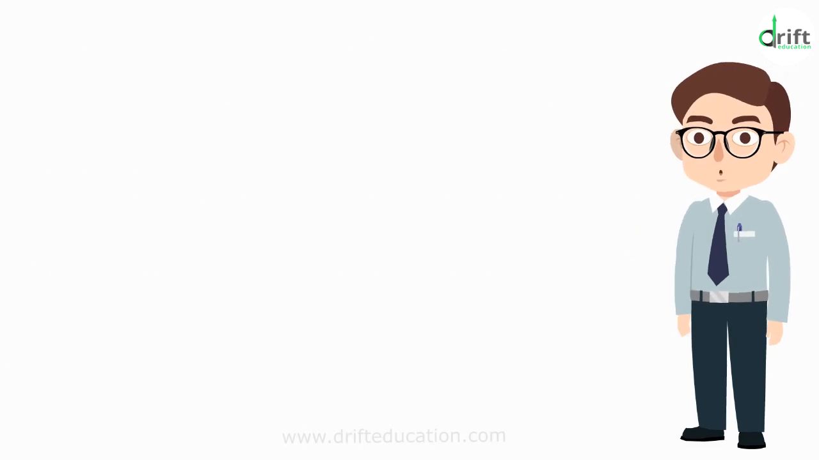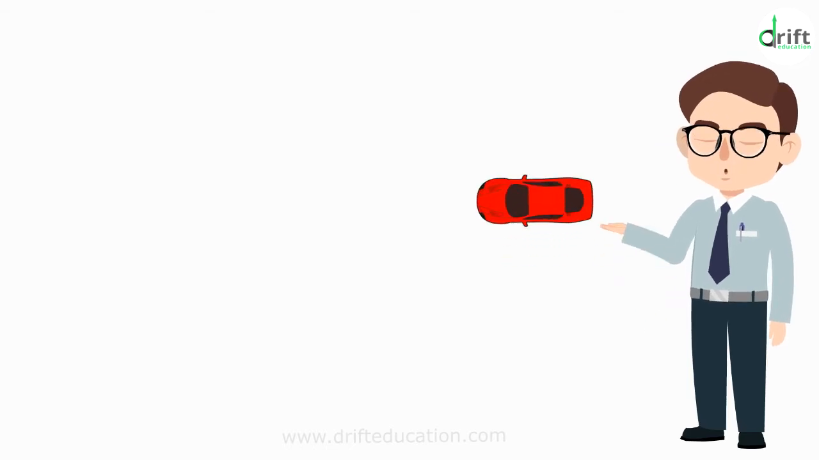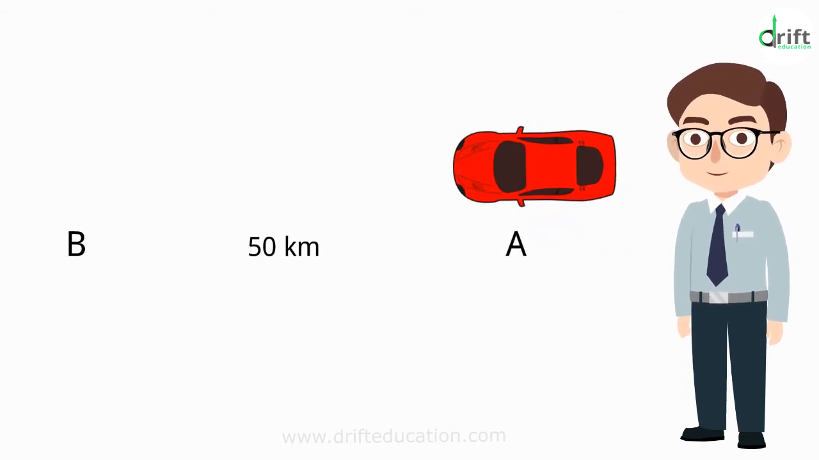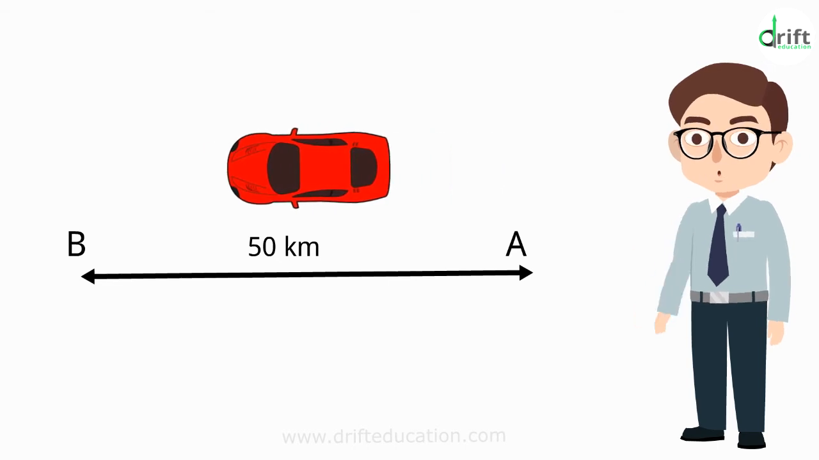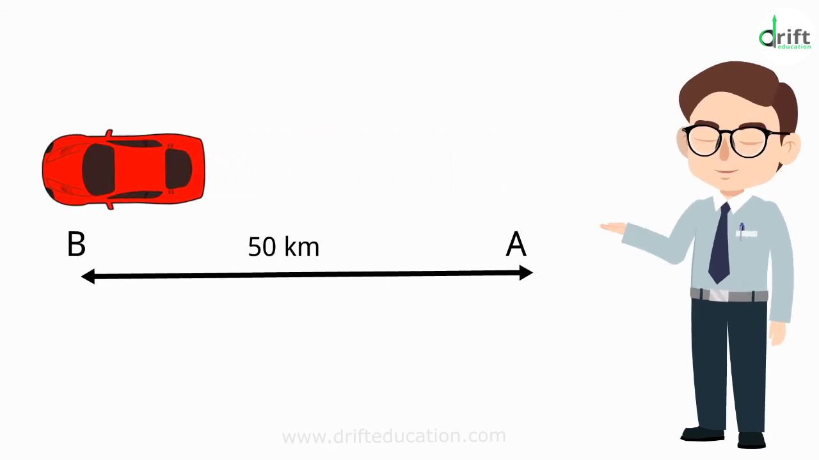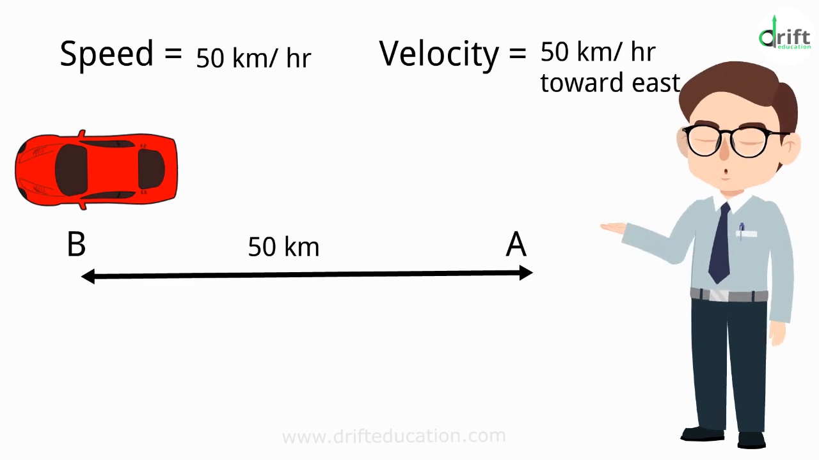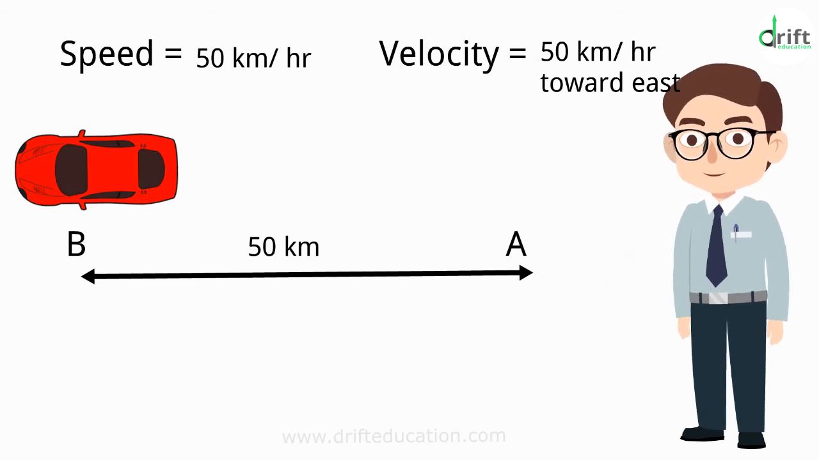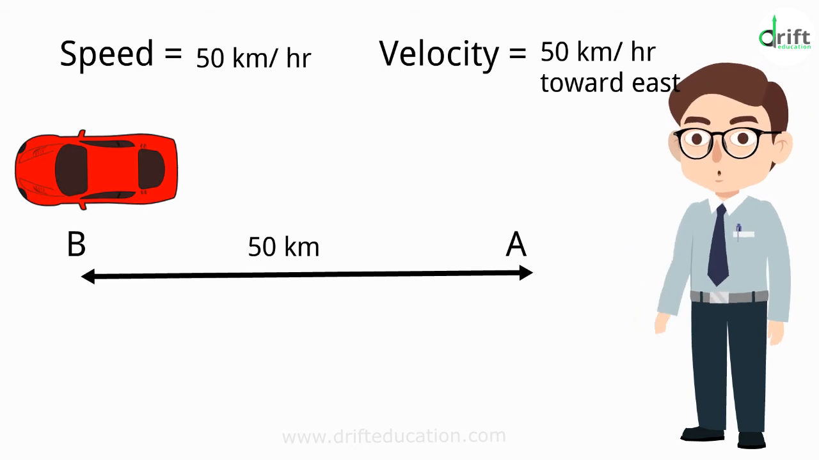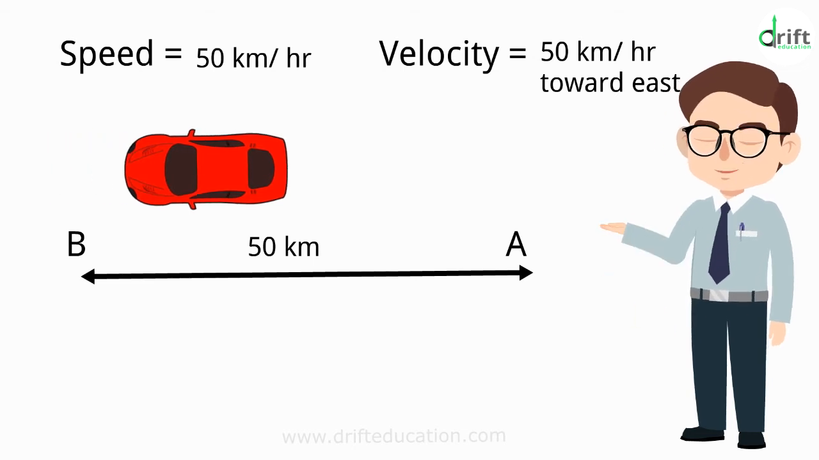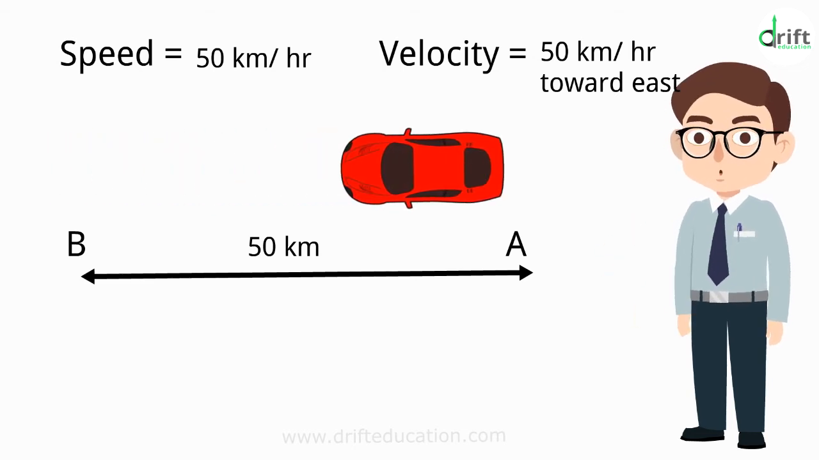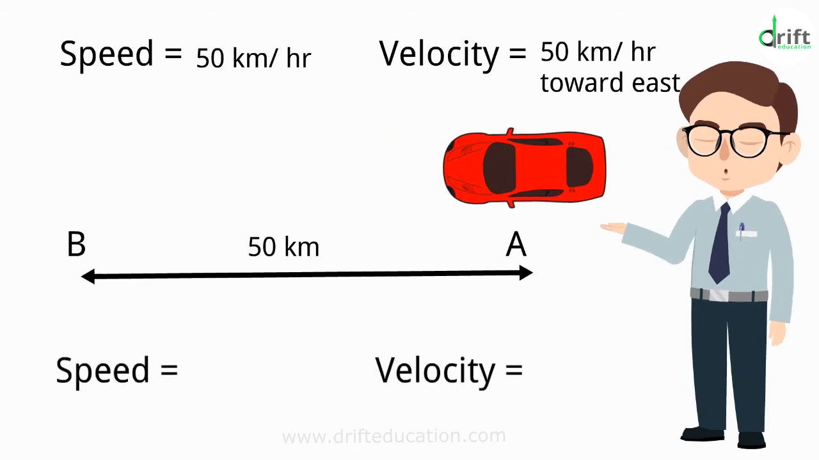For example, let's say the car moves from position A to position B, which is 50 km away, in 1 hour. Then its speed will be 50 km per hour and its velocity will be 50 km per hour towards east. Now, let's say the car does not stop there but moves back to position A from B in another 1 hour. So, what happened to the speed now?